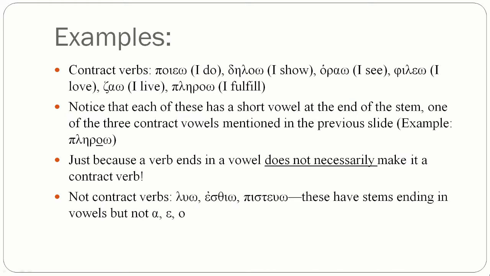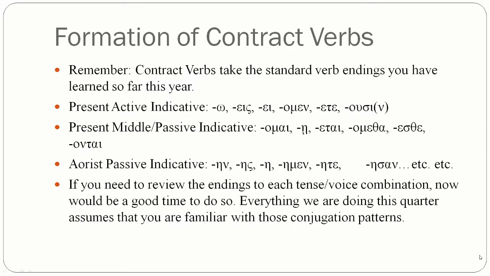So, how do we form a contract verb once we know what a contract verb is? Don't make this overly complicated. These contract verbs will take the exact same endings that you have learned so far over the course of this year. Now, if you need some help remembering, I've put up some of these systems of endings to help you remember. Present active indicative, if you remember, o, eis, ei, omen, ete, ousin. That's first, second, third person singular, and then first, second, third person plural.